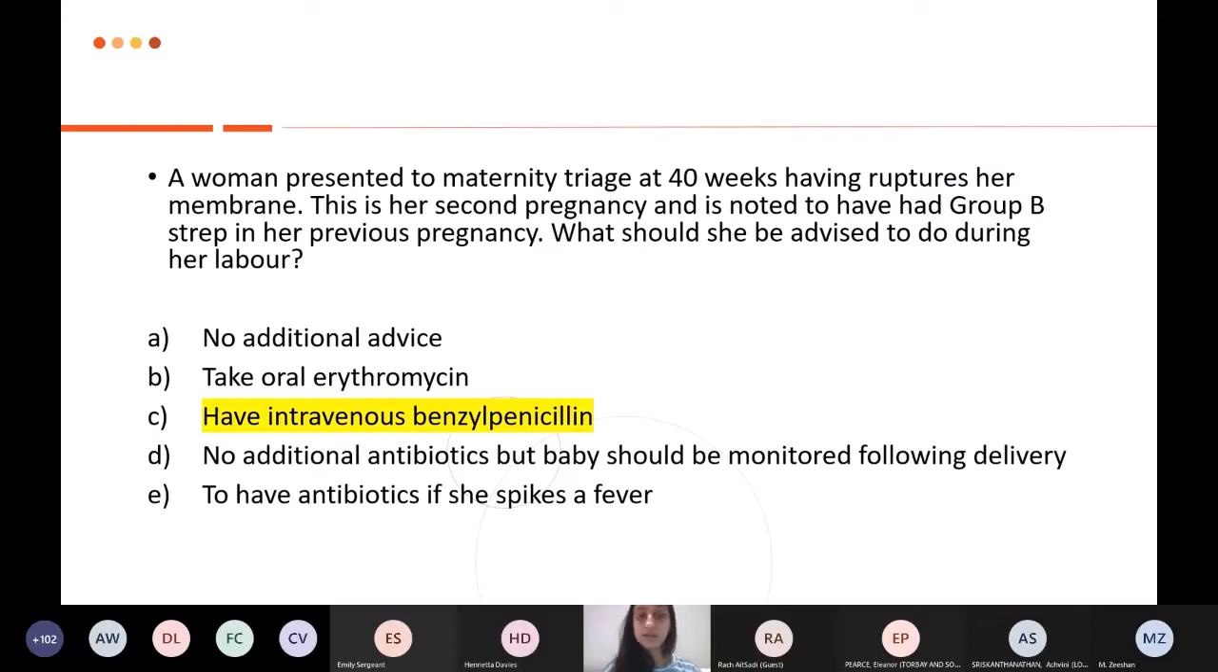Some women, like I said, refuse to have antibiotics, and that's fine, that's their choice. And what you would normally do when babies are born to women who have GBS, especially if they've not been given a good course of antibiotics or no antibiotics, is monitor that baby for about 12 hours to make sure they don't then develop signs of sepsis.